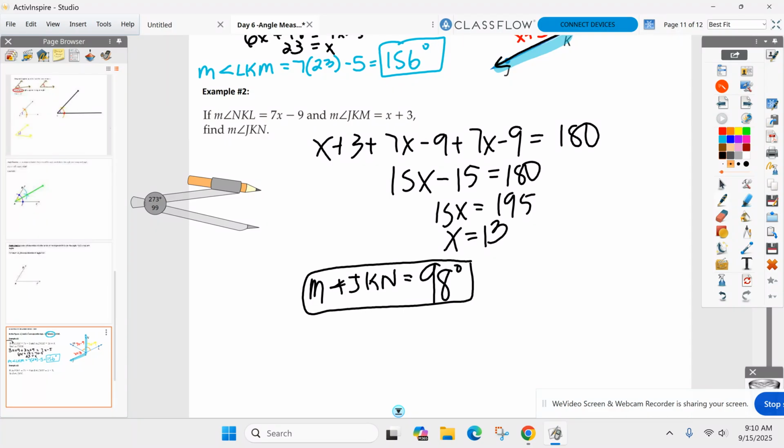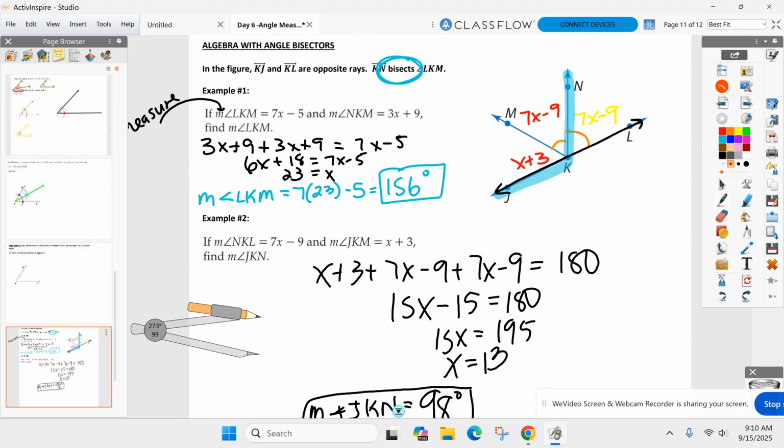All right, if you didn't get 98 or have no idea what's going on, you plug in 13 here and you plug in 13 there and add the two together. Good. All right, I don't want you to pack up, but I do want you to turn to the next page, please.